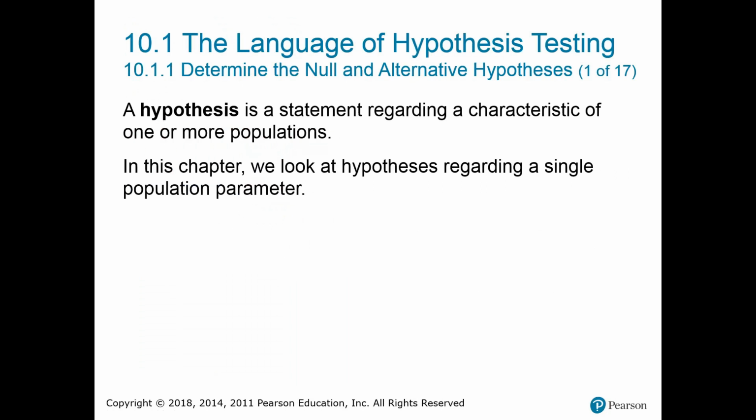To begin with, looking at the definition of a hypothesis, we go back to what we've talked about in class. And remember that a hypothesis is a statement regarding a characteristic of one or more populations. Basically, it's a statement that something is going to happen or will happen, kind of like an expectation that you're having.